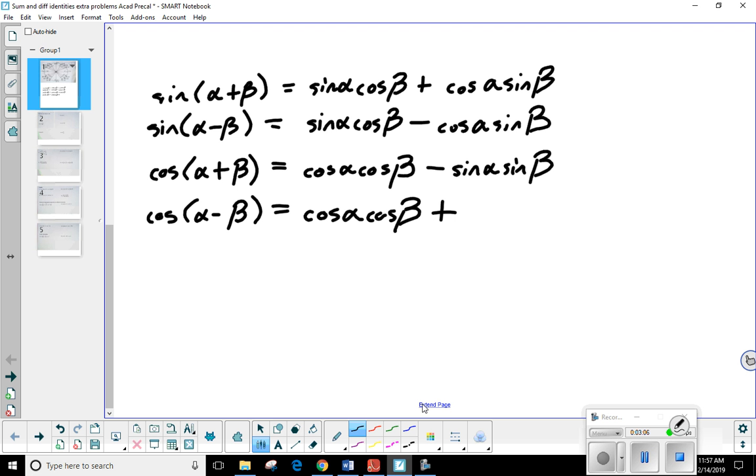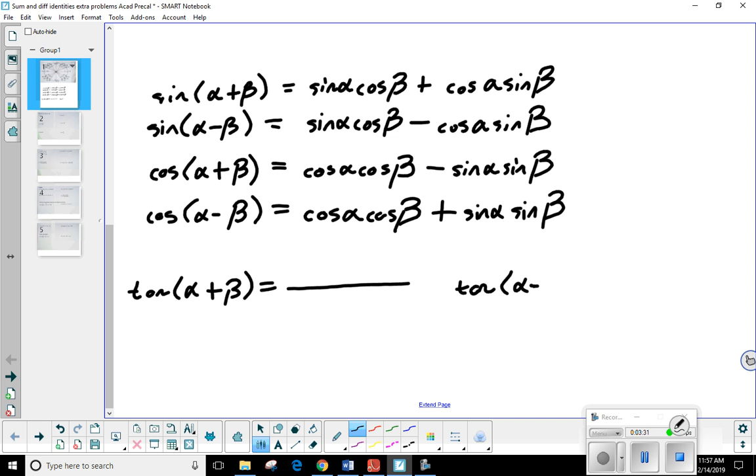Now remember, these rules are reversible, so you can take one that's already expanded and condense it back to a single trig function. And the only ones left are the tangents. Okay, so let me write these side by side. So we could have tangent of alpha plus beta is going to equal some fraction. And then we can have tangent of alpha minus beta is going to equal some fraction. It's the only one that goes fractional. We actually haven't seen one of these yet.